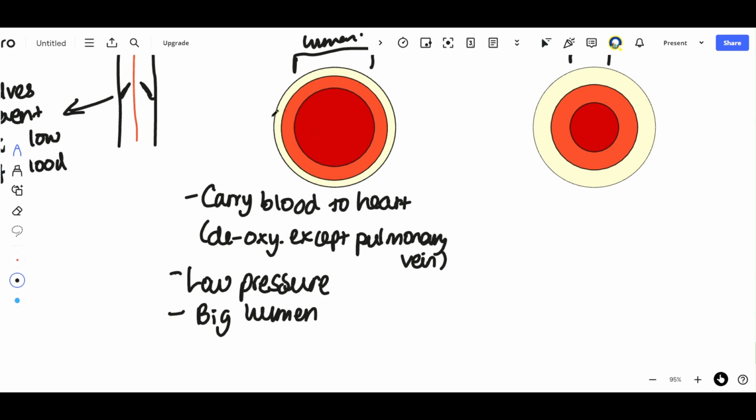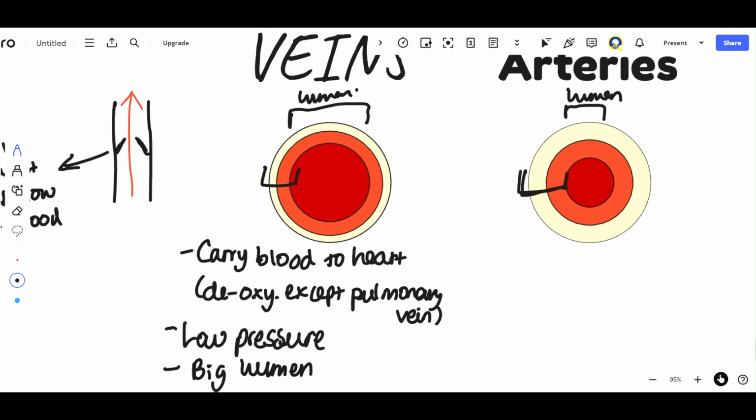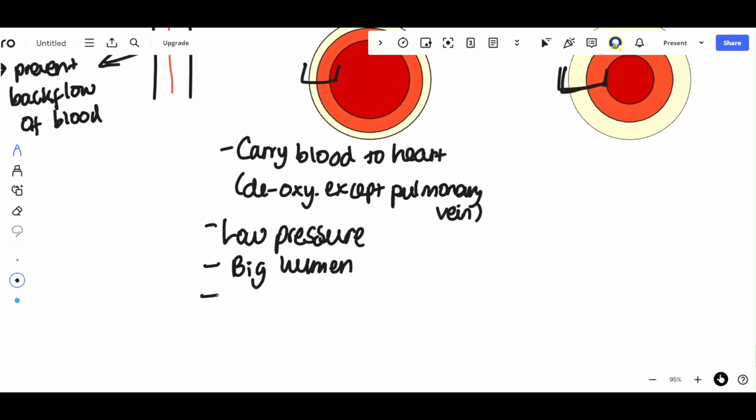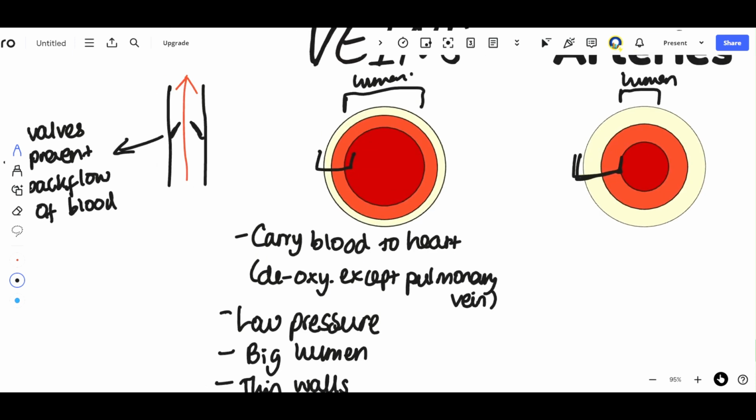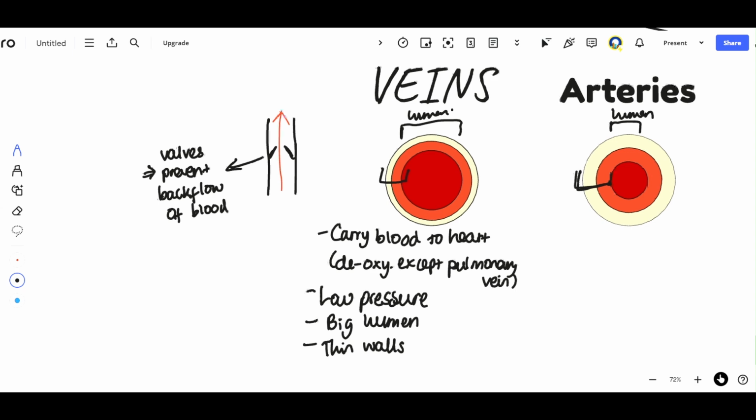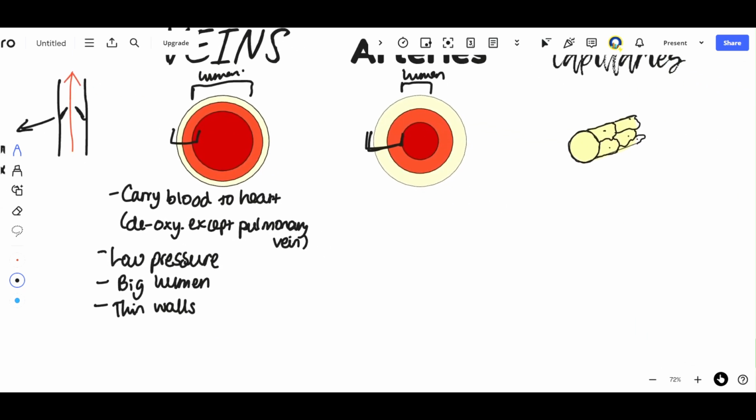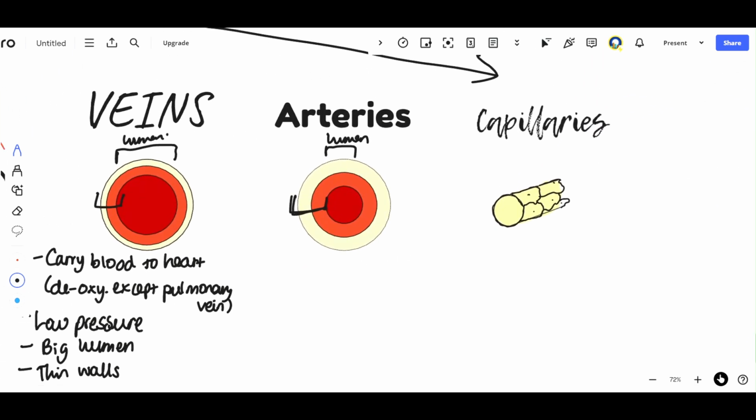And then you've got quite thin walls. If you notice the walls, the wall is a lot thicker for the arteries, but a lot thinner for the veins. So you can say that the walls are very thin. Those are all the main features of veins. So if you make a note of that, we'll move on to the arteries.